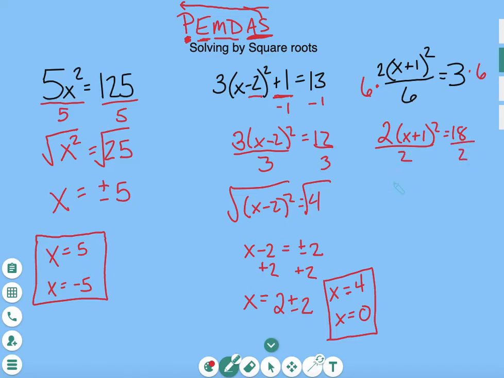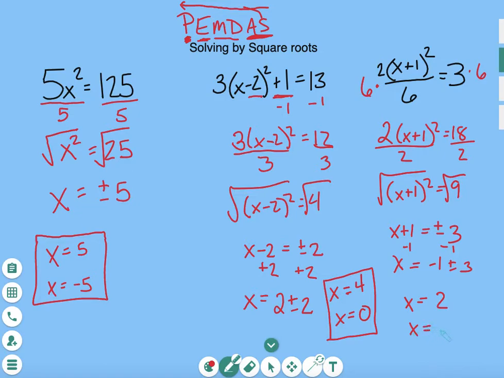Could you do them at the same time? Absolutely. Then I'm ready to square root. And finally start the process over again by moving the 1 to the other side. So -1 plus or minus 3 gives me 2 solutions. -1 plus 3 would be 2, and -1 minus 3 would be -4.